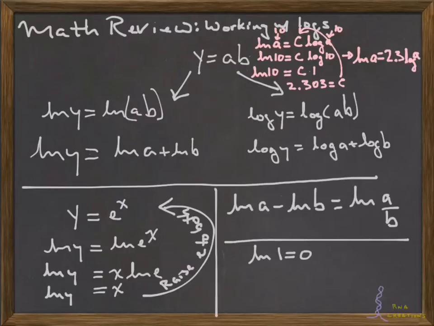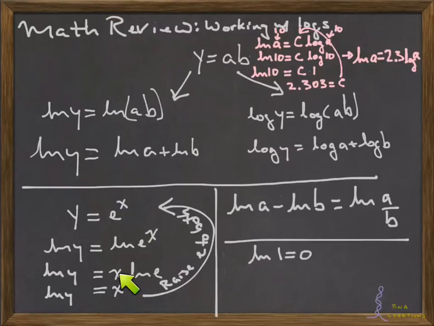So, okay, let's carry on here, and we'll go down to this bottom left-hand corner, and we have y equals e to the x. If I take the natural log of both sides, then I have the natural log of y. Over here, I have the natural log of e to the x. And you can think of this as the exponent to which e must be raised to give you e to the x.